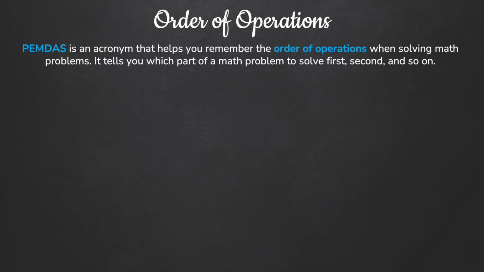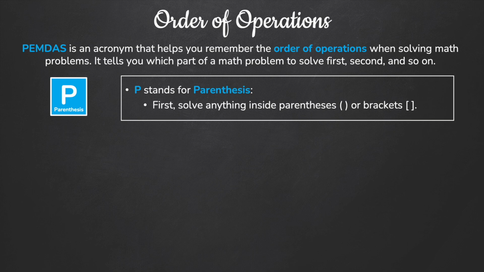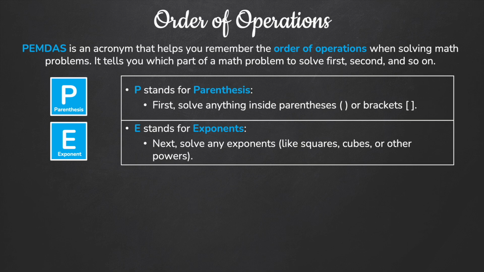PEMDAS is an acronym that helps you remember the order of operations when solving math problems. It tells you which part of the math problem to solve first, second, and so on. So let's go over what PEMDAS stands for. The P in PEMDAS stands for parentheses. So first, we're going to solve anything inside the parentheses or brackets. E stands for exponents. Next, we're going to solve any exponents like squares, cubes, or other powers.